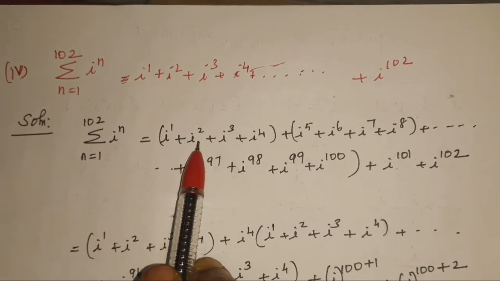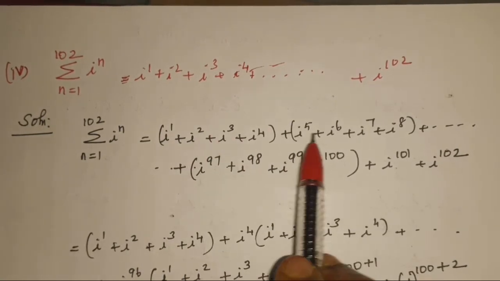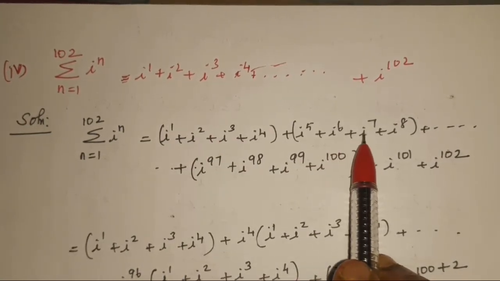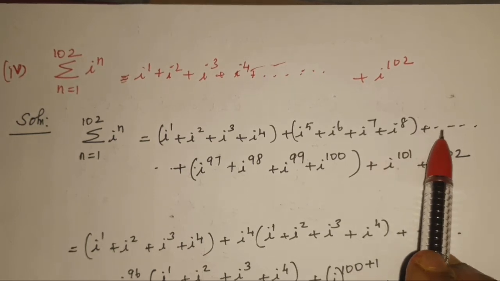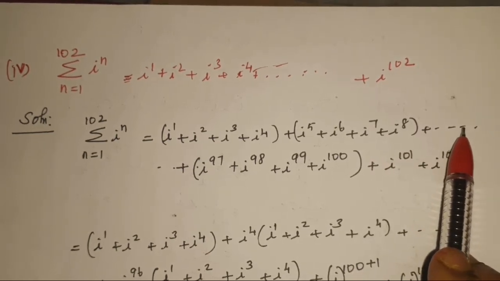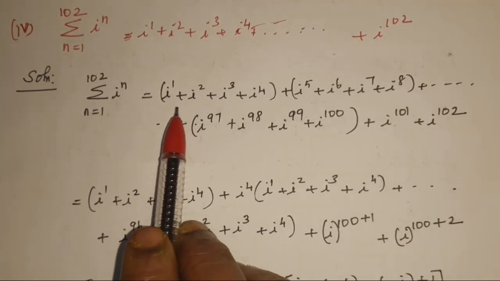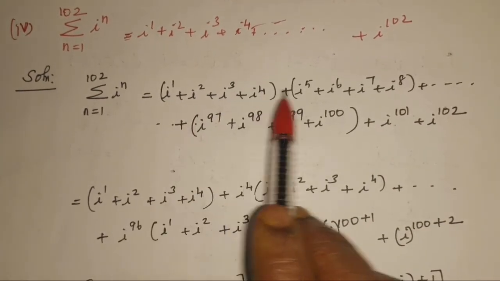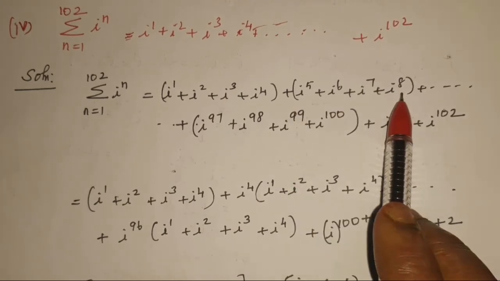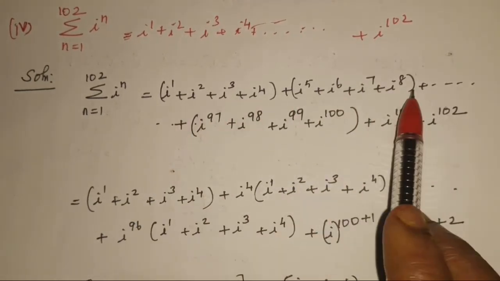So, i power 1, i power 2, i power 3, i power 4, plus i power 5, i power 6, i power 7, i power 8, plus i power 9, i power 10, i power 11, i power 12. We are unable to write all the values, so I take some values only: i power 1 to i power 4, again i power 5 to i power 8. I put the bracket for 4 power units of 5.